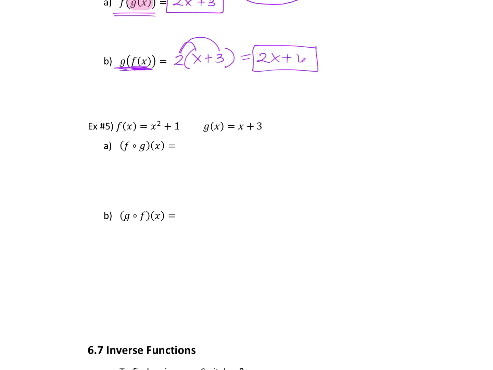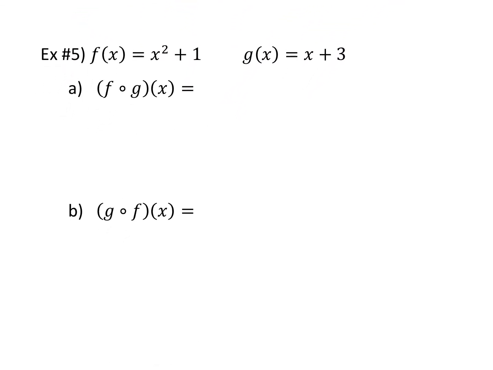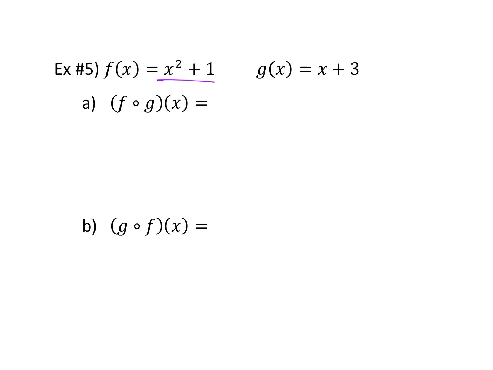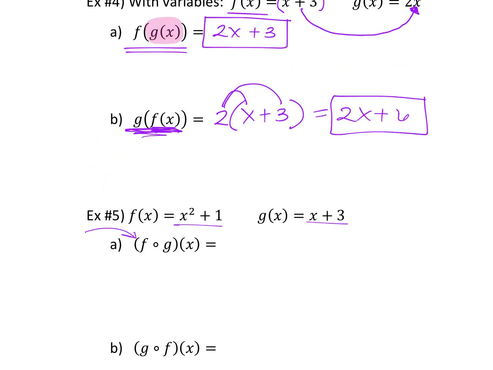All right, last two here, and then we're done. Two new functions. f of x is x squared plus 1. g of x is x plus 3. Okay? This notation is no different than what you were seeing up here. It's still in the order that we're used to. You still take the inside one first and then the outside, right?